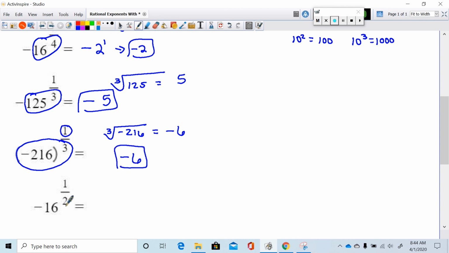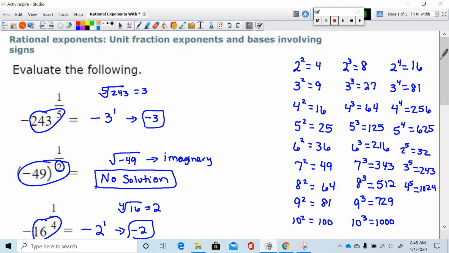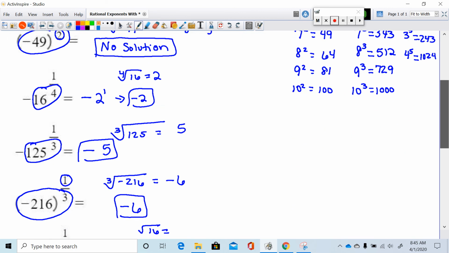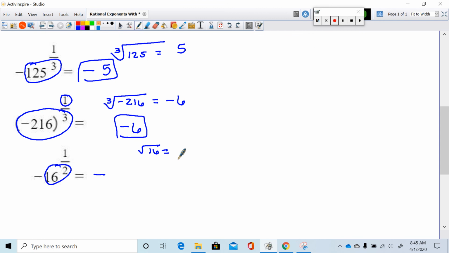Okay, the next one. The negative is not in parentheses, so it means you're going to have a negative answer. This means the square root of 16. So if you don't know it off the top of your head, if you go to your squares, look for 16. The number out front is 4, so the square root of 16 is 4. And this numerator means that you just have one of those. So negative 4 is the answer.